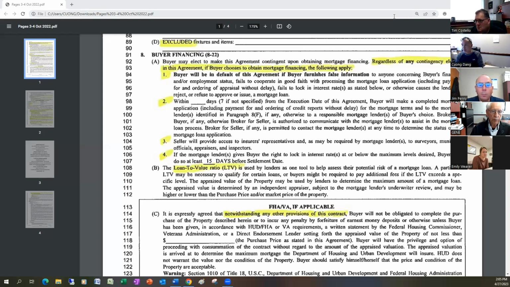2, within blank days, 7 if not specified, from the execution date of this agreement, buyer will make a completed mortgage application, including payment for and ordering of credit reports without delay, for the mortgage terms and to the mortgage lender identified in paragraph 8F. That's the box, okay? If any, otherwise to a responsible mortgage lender of buyer's choice. So technically, you could leave the mortgage lender's name blank, which some buyer agents do because their buyer hasn't picked anybody yet or locked in. But it's just stating that within 7 days, you better pick that person and make application.